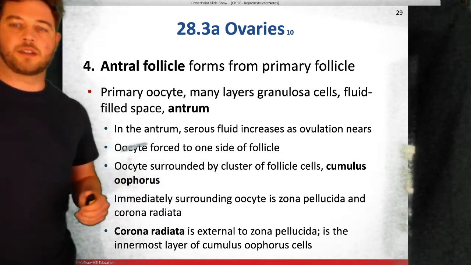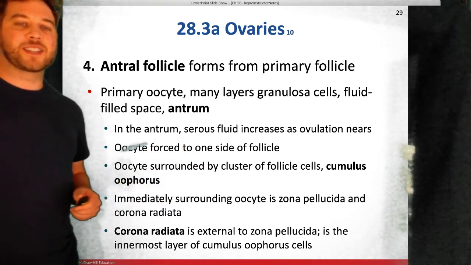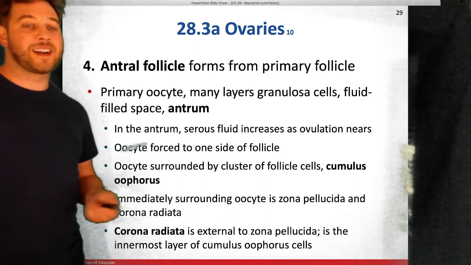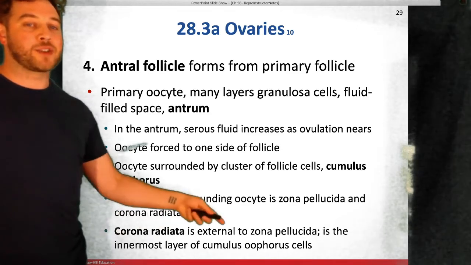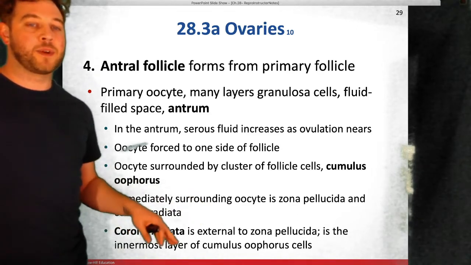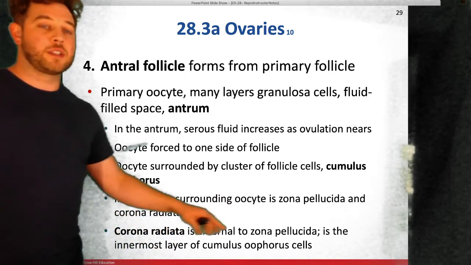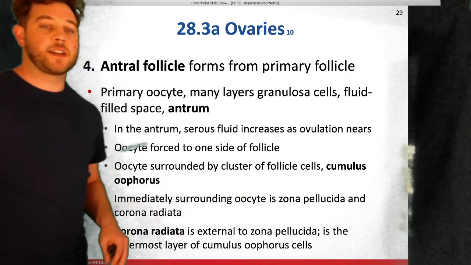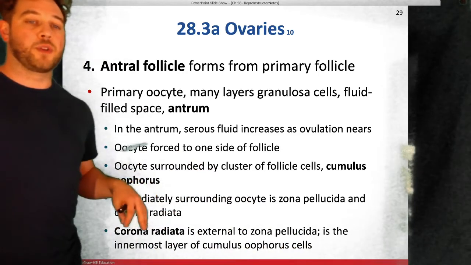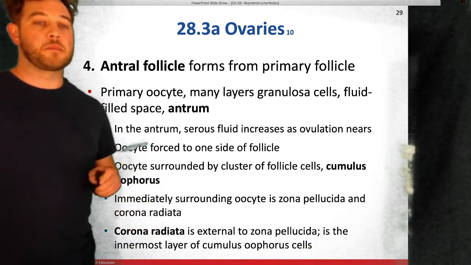I'll never ask you that. Immediately surrounding the oocyte is the zona pellucida. The corona radiata has now developed. That's external to the zona pellucida, an innermost layer of cumulus oophorus cells. Again, you don't necessarily need to know these specific cells, but you should know both the corona radiata and the zona pellucida.